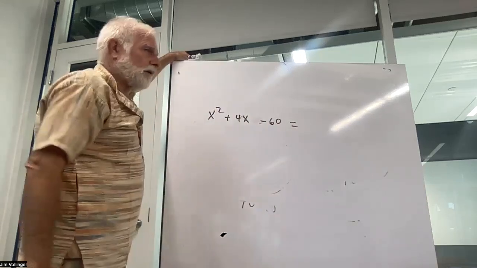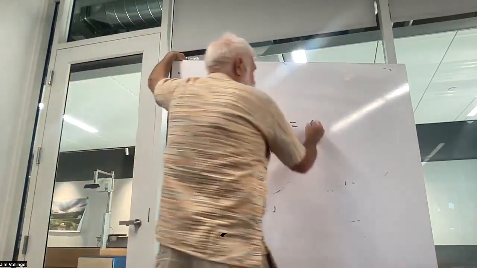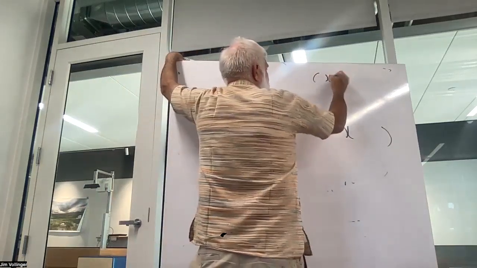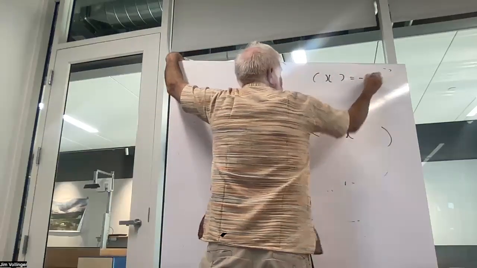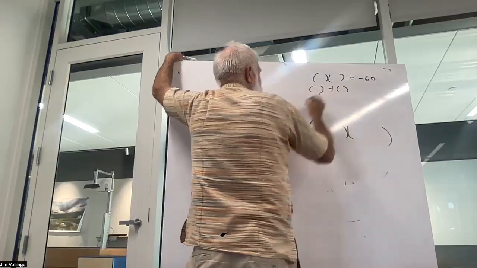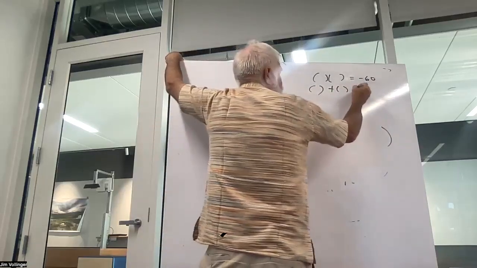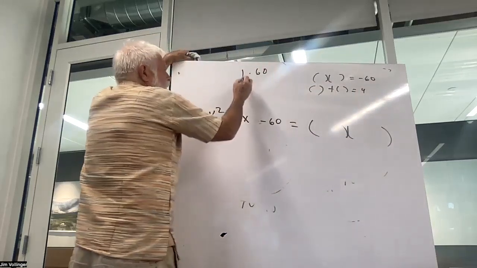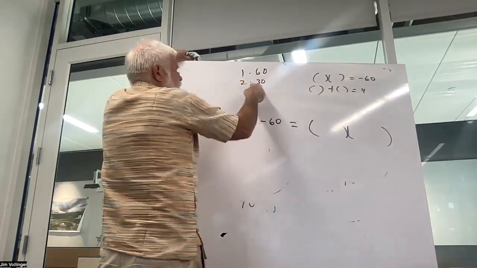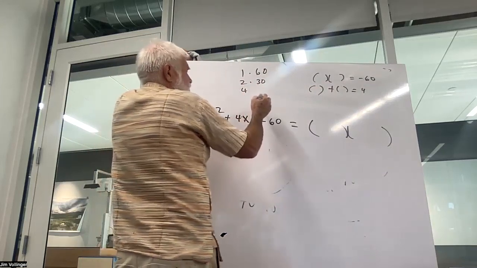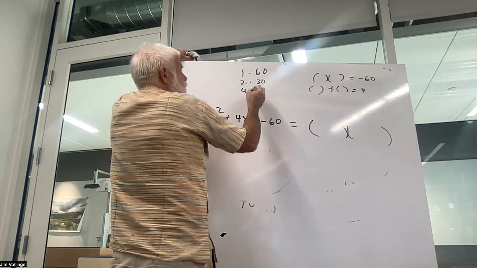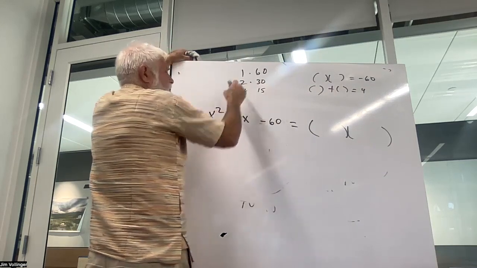Okay, so pause the video, you go after it. Two numbers that multiply out to be minus 60, and those two numbers have to add up to 4. Well, I know 1 times 60. I know it's even. 2 times 30. I know that's even. So 4 times something gets me 60. 4 times 15.